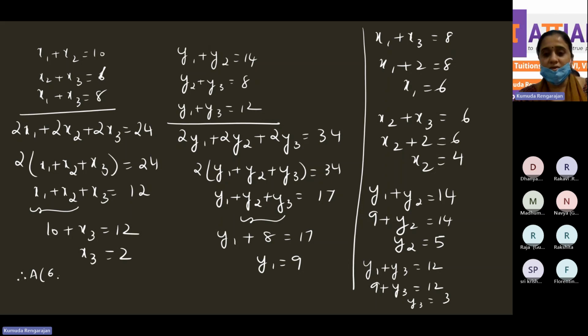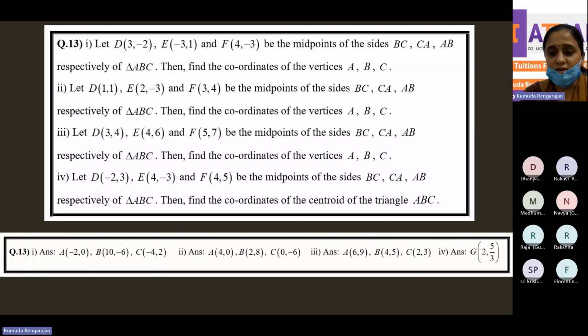x1, y1: 6, 9. x2, y2, x3, y3: 4, 5, 2, 3.